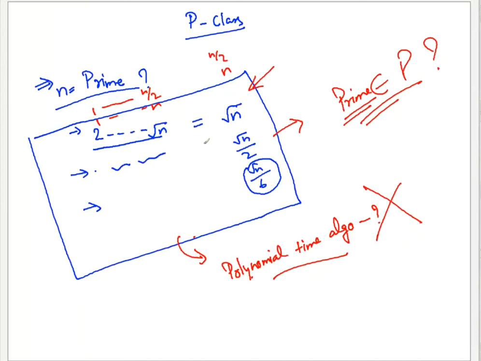What is the input size? When you write a number N on a Turing machine or anywhere, what is the input size? N, the input size will be N.